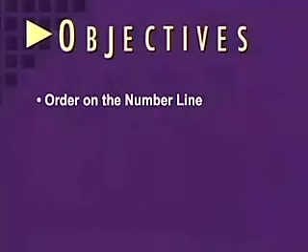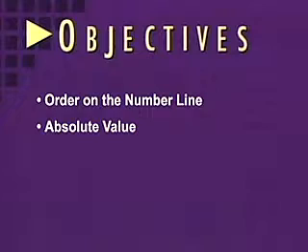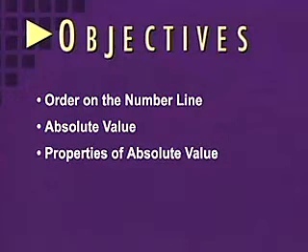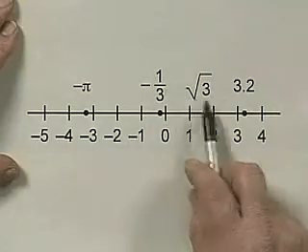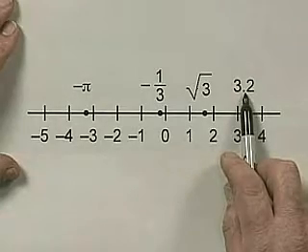Let's look at our specific objectives. Our objectives are order on a number line, absolute value, and properties of absolute value. Let us look at a number line. In this example we have negative pi, negative 1/3, the square root of 3, and 3 2/10.